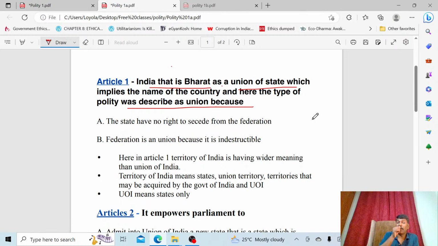But India did not want a loose connection between the union and the states. India wanted a strong connection between center and states, because approximately 540 princely states were united together through the hard work of Mr. Patel. So India did not want any loose connection.